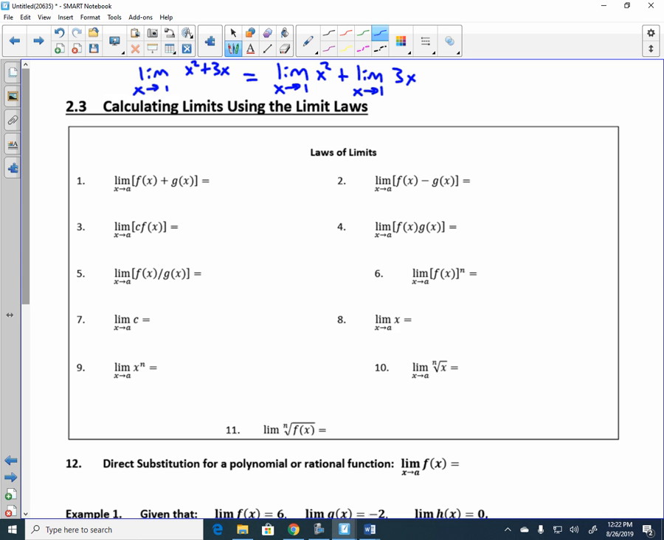So you can say the limit as x approaches 1 of x squared is 1. The limit as x approaches 1 of 3x is 3. So together it's going to be 4. So if you have two that are added together, you can separate it as the limit as x goes to a of f of x plus the limit as x goes to a of g of x.